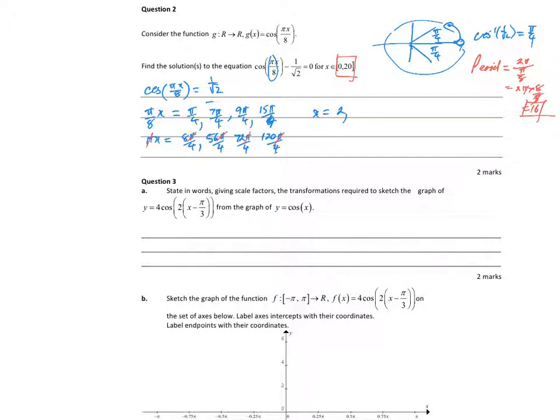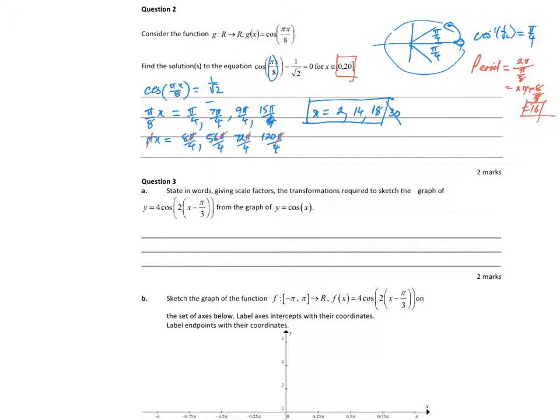2, 14. So 72 divided by 4, what's that, 18? And then check 120 over 4 is 30. So there's all four solutions, but obviously 30 is outside the domain. And so 2, 14, and 18 are our solutions.